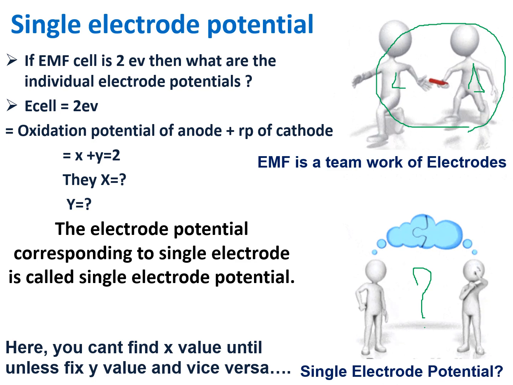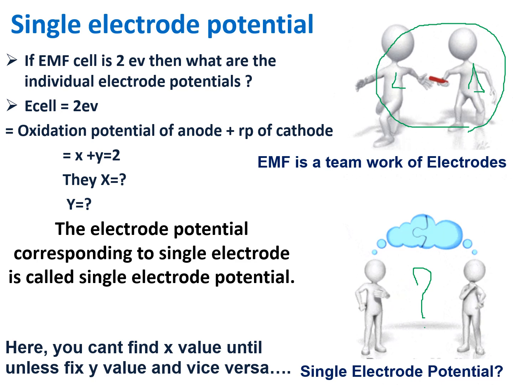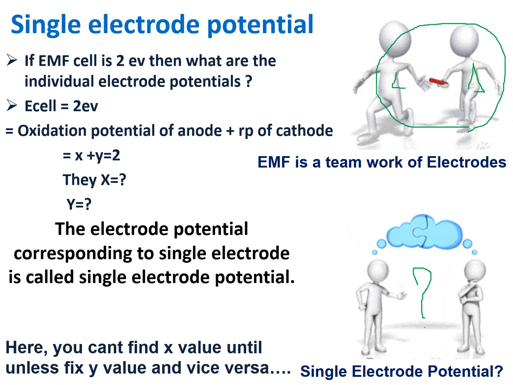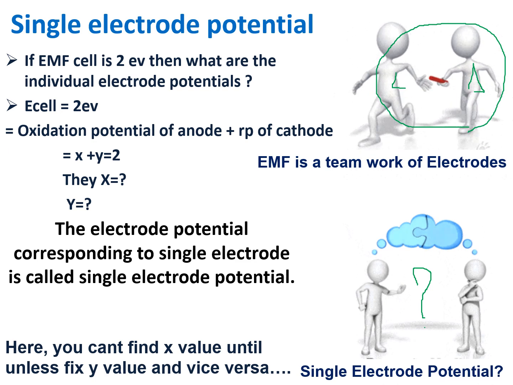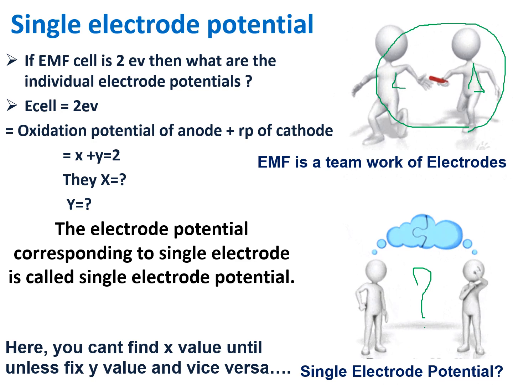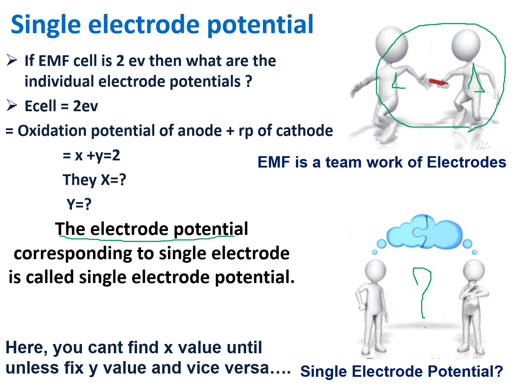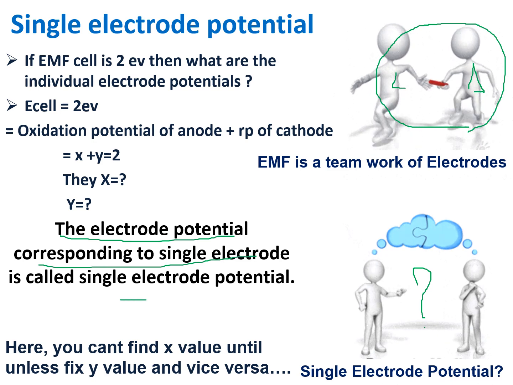So how can we know the single electrode potential? EMF is the combination work. How much electricity is produced can be measured by using a voltmeter. So when you construct a cell, you can measure the voltage of the cell. By using a voltmeter, it gives the combined work of the cell. But I want each single electrode potential. That means how much the anode oxidized and how much the cathode reduced. That is called single electrode potential. The electrode potential corresponding to a single electrode is called single electrode potential.